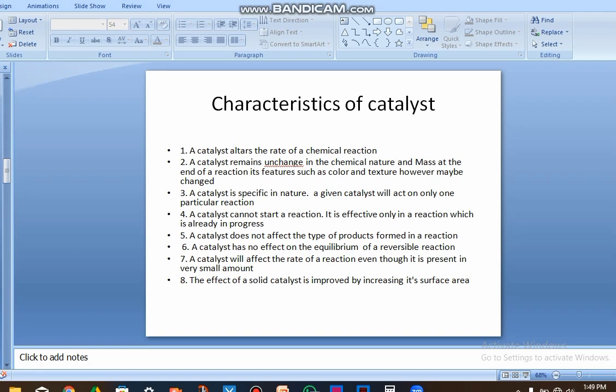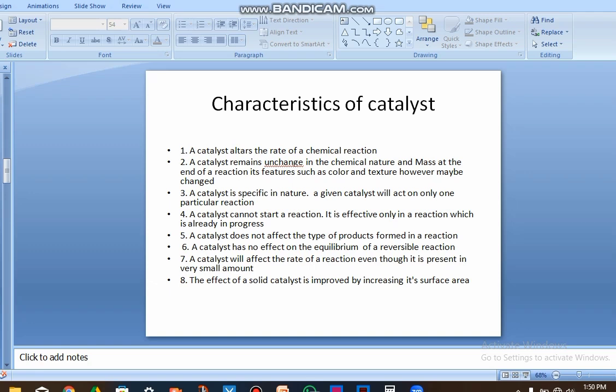I've explained before that a catalyst does not affect the product or the kind of product that is being formed. A catalyst has no effect on the equilibrium of a reversible reaction. Equilibrium means something that is perfect. It's not moving backward, it is not moving forward, it is just in one particular place. It has attained equilibrium. Are you getting it now?